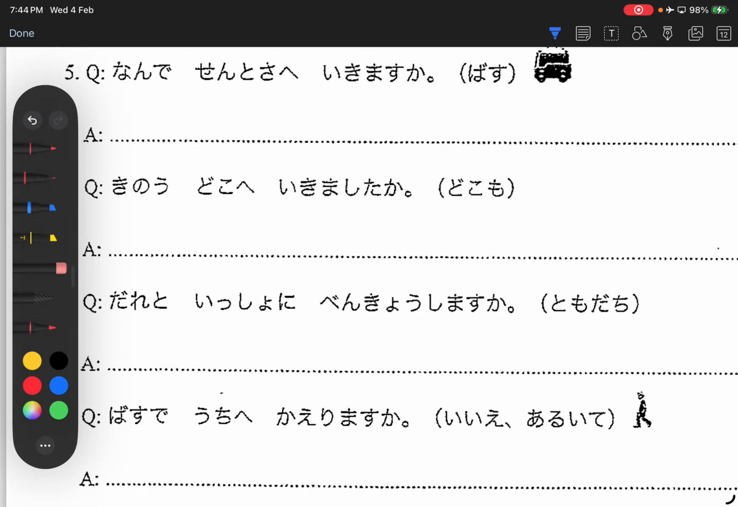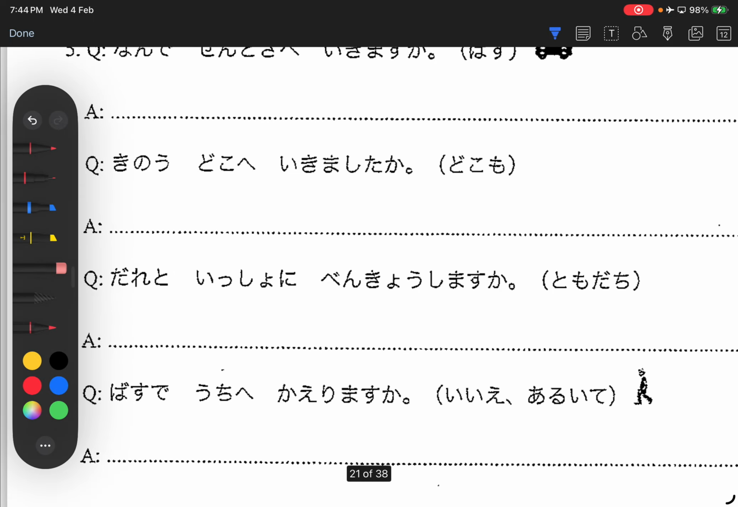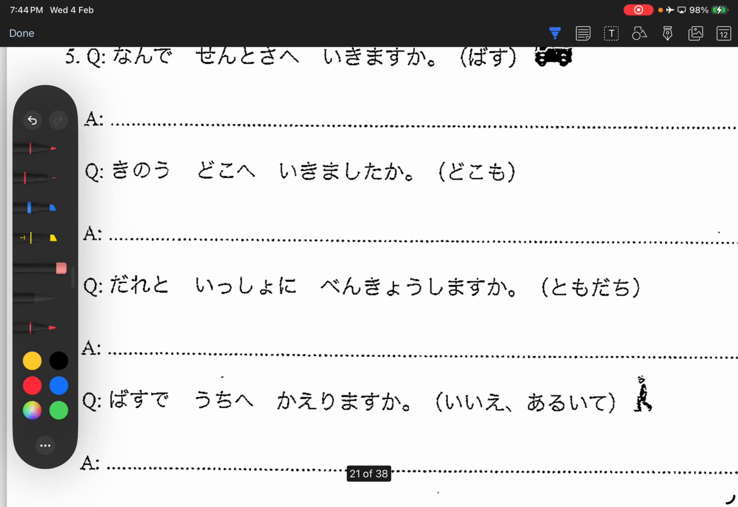Moving on, number 7. 誰と一緒に勉強しますか？ 友達と一緒に勉強します。 Thank you. 友達と勉強します。 Right, I study with friends. I'm just going for the shortest answer. If you want to put 私は or you want to put 一緒に, that is fine also.